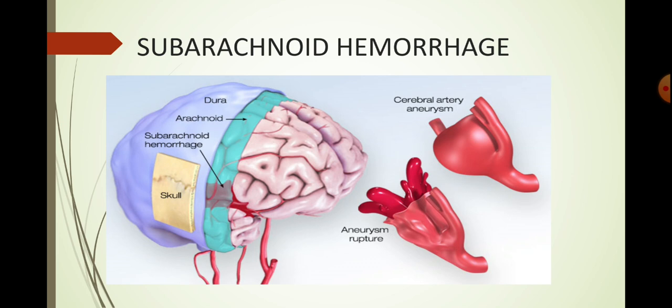So as you see in the picture, there are 3 layers: dura mater, arachnoid mater, and pia mater being the innermost layer. So the space between pia mater and arachnoid mater is called the subarachnoid space. If there is bleeding in the subarachnoid space, it's called subarachnoid hemorrhage.